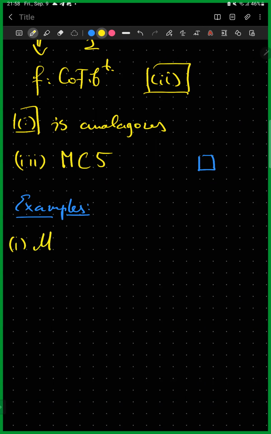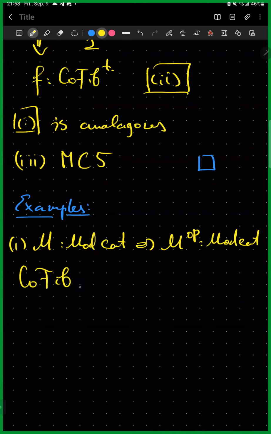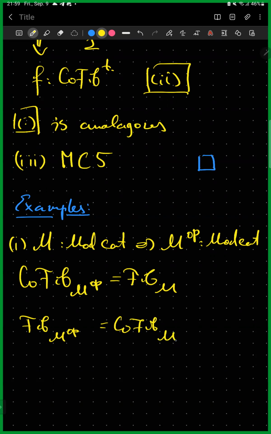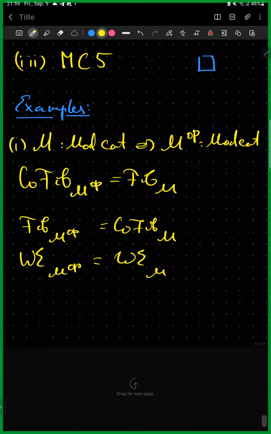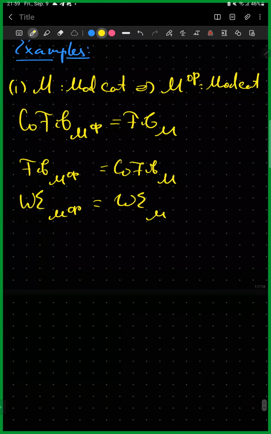So, for example, if you have a model category M, then its opposite is also a model category. So cofibrations in this opposite category are just fibrations in the initial category. Fibrations are cofibrations, and weak equivalences are the same.